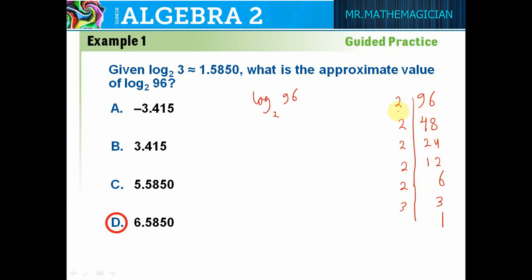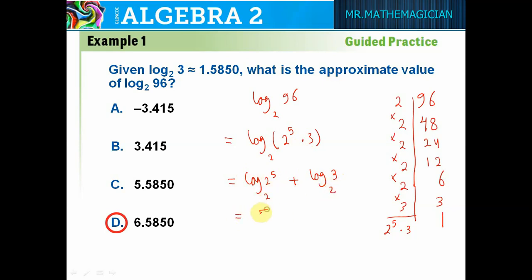So 96 is like 2 times 2 times 2 times 2 times 3. 1, 2, 3, 4, 5. So it's 2 to the power of 5 multiplied by 3. So it can be written as log 2 to the power of 5 multiplied by 3 base 2. Now this product will be addition according to the product rule. So log 2 power 5 base 2 plus log 3 base 2.